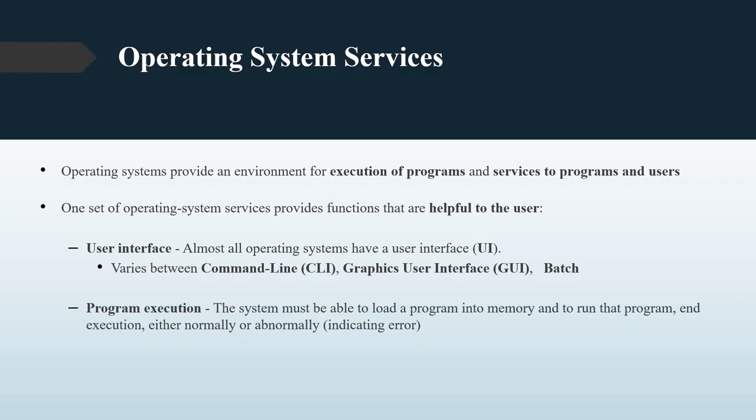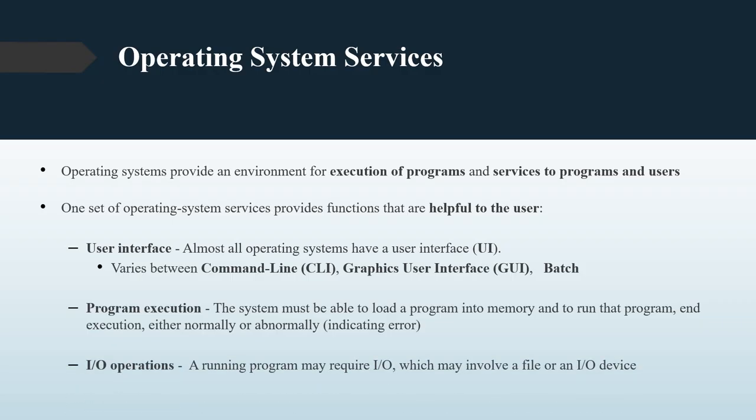The first service is program execution. The system can load the program into memory and then run the program. After the execution, it needs to end the program. If the program executed successfully, then its ending is the normal process. If any error or interruption occurs in between, the program is forcefully stopped. The execution is stopped, and that is the abnormal execution stop.